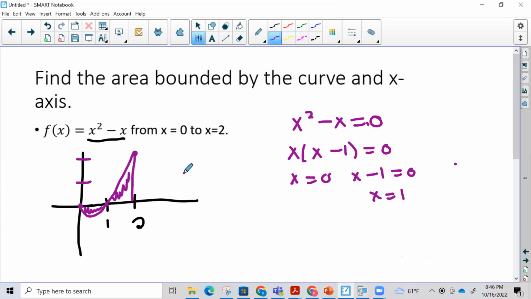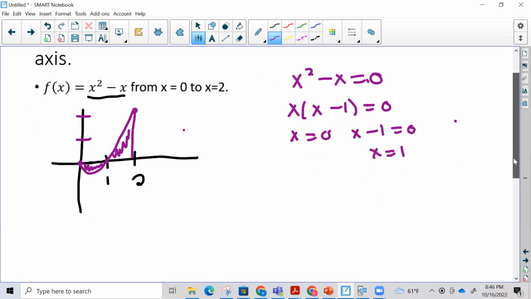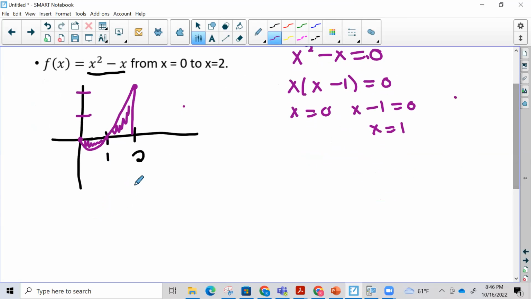So when we are finding the area under this curve, we can't just take the integral from 0 to 2 of x squared minus x, because it's going to make this negative, this positive, and give me the net area, which is not the same thing as the area in this case. So what we have to do is two separate integrals.